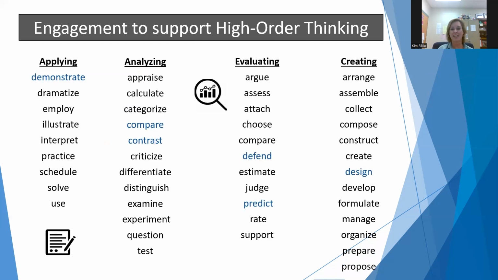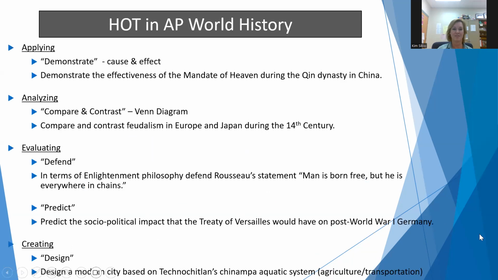There are 4 categories that will be our focus today. These are based on Bloom's taxonomy in the categories of applying, analyzing, evaluating, and creating. Our focal point will be in blue to demonstrate, to compare and contrast, to defend, to predict, and finally, to design. We'll use a classroom of AP World History for some practical examples.